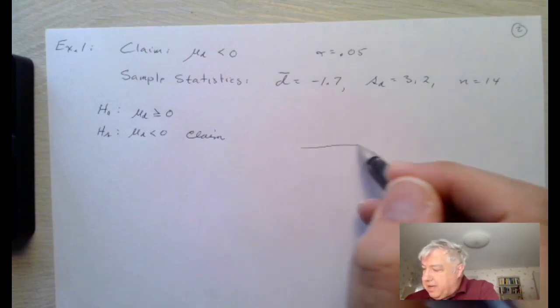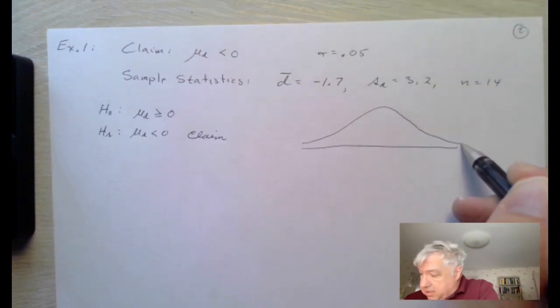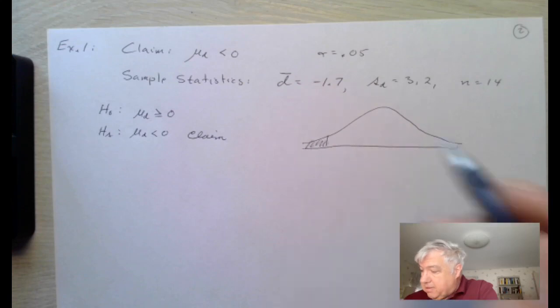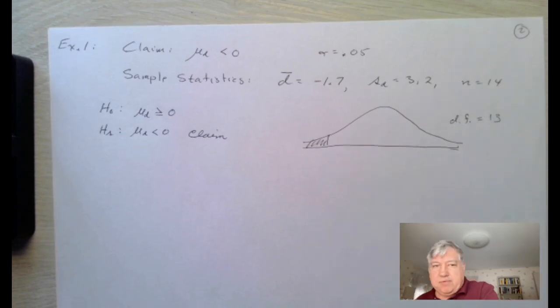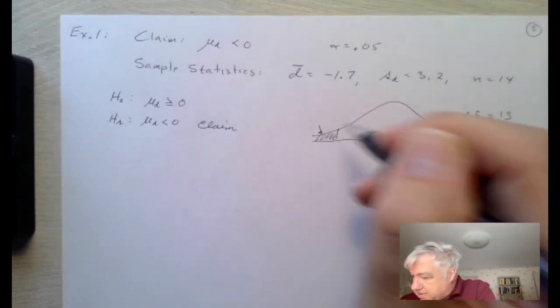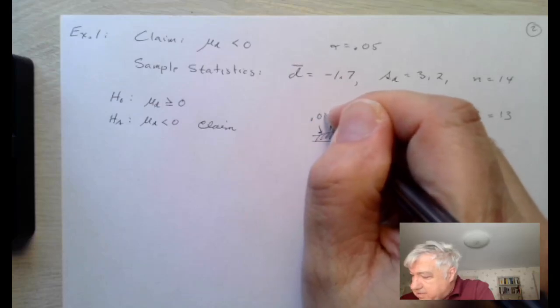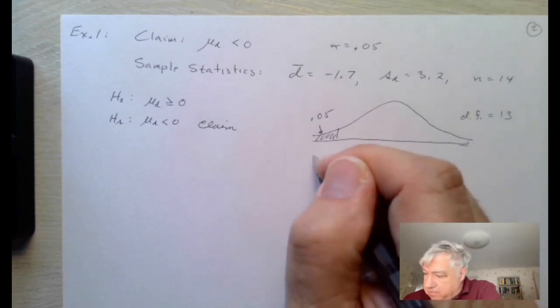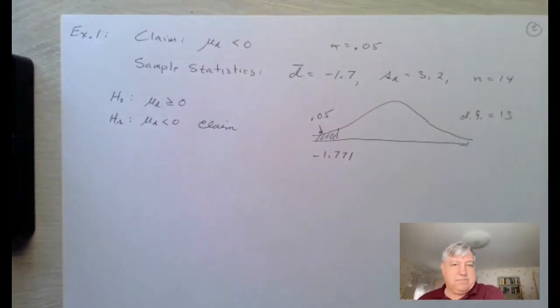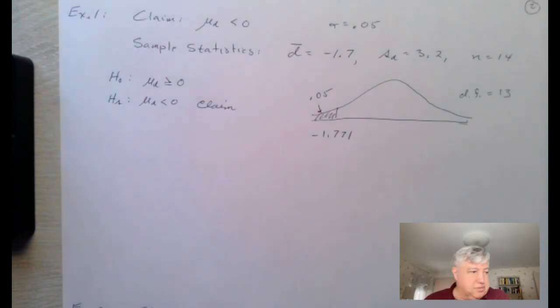So we're using a left-tailed test, where this is the t-distribution with 13 degrees of freedom, and this is alpha, this is 0.05. Then what we do is we go to our t-distribution. We look up under 13 degrees of freedom, one tail, where alpha is 0.05, and we get that this is negative 1.771. Okay, this is from our t-tables.